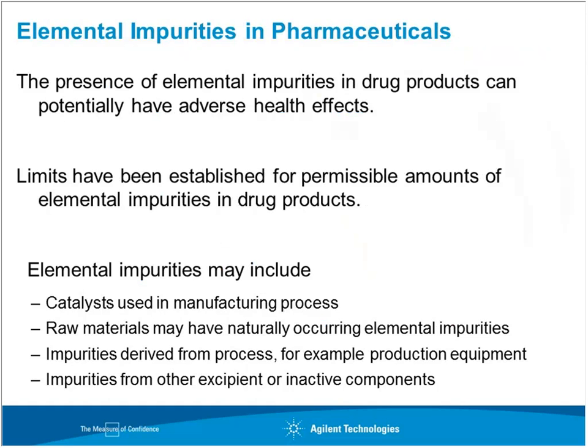But first, let's discuss quickly why it's important to be able to determine elemental impurities in drug products. As many are aware, the presence of elemental impurities can potentially have adverse health effects. This depends on which elements are present and, of course, at what levels. So that's why limits have been established for permissible amounts of elemental impurities in drug products. Elemental impurities may include things that are added during the manufacturing process, such as metal catalysts. They could come from raw materials, could be impurities from production equipment, or it could be present in excipients or other inactive components.